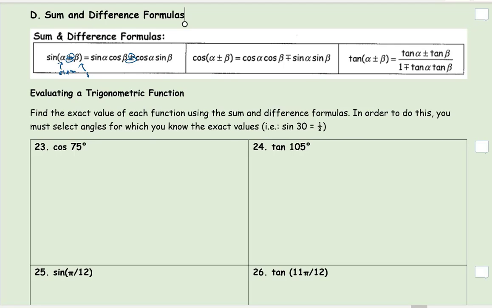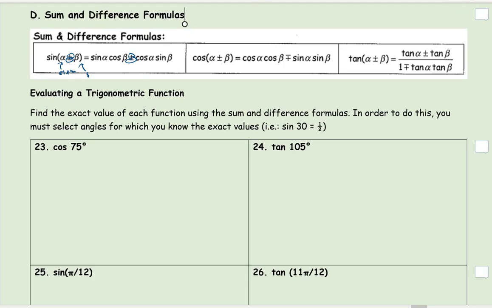So evaluating a trigonometric function, we can actually find the exact value of a function using the sum and difference formulas. In order to do this, you must select angles for which we know the exact values, so values that are in the unit circle. For example, sine of 30 is equal to 1/2. So we want to pick angles that we know the exact values for.